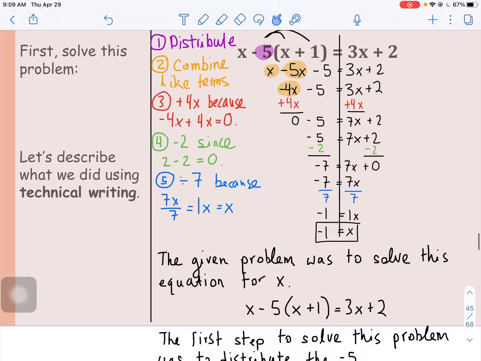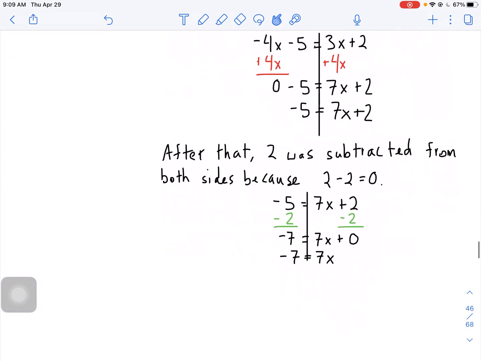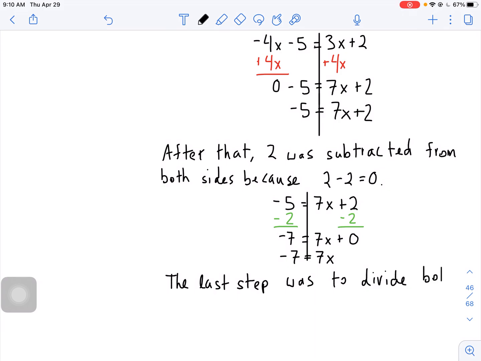Now we're down to our last step, which was to divide by 7. So I'm going to say the last step was to divide both sides by 7 because seven x divided by 7 equals 1x, which equals x.